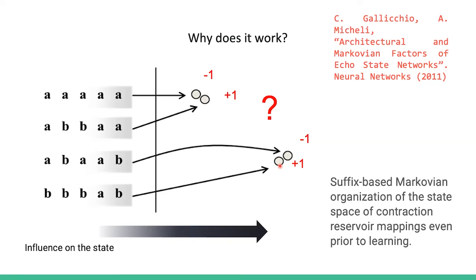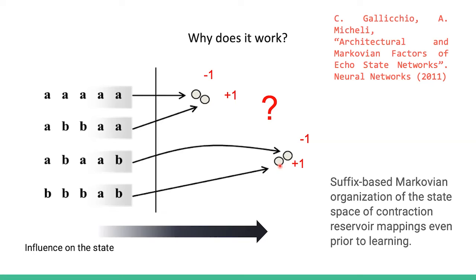Okay, so in practice, this is just to say that even before learning the recurrent connections, a recurrent neural network already has some computational properties. These computational properties are given by the way in which it transforms the input information into the state, given this suffix-based organization of the state space. So even before learning, even without learning at all, the state space is organized in this way, okay? You don't need to learn this kind of organization of the state space because it is given for granted, okay? It's given intrinsically by the initialization.